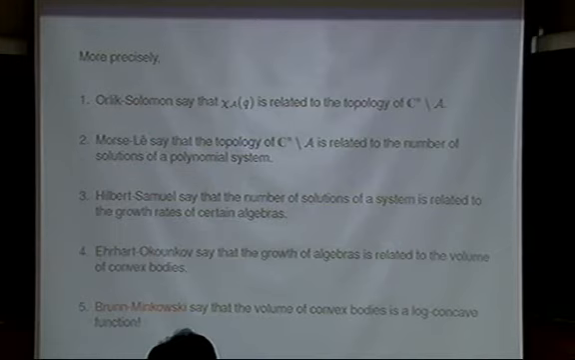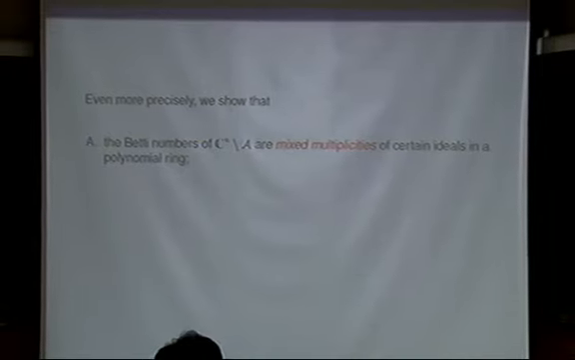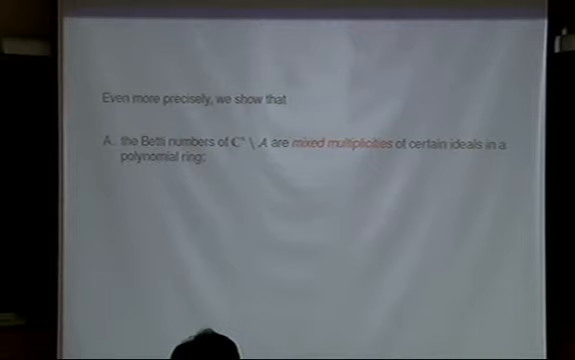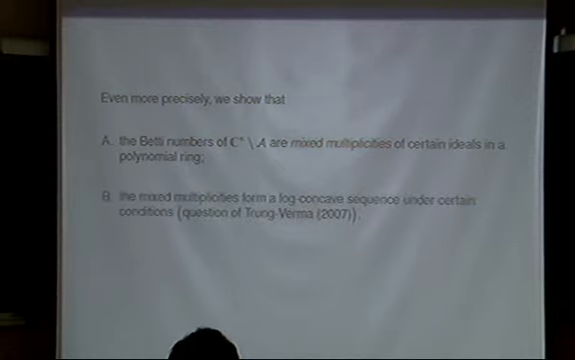So I'll be more specific, and I'll show that the Betti numbers of the complements are the so-called mixed multiplicities of certain ideals in a polynomial ring. I'll explain what that highlighted word means in a short time. And second, we'll show that mixed multiplicities always form a log concave sequence under certain conditions. And I'll specify what that certain condition is.